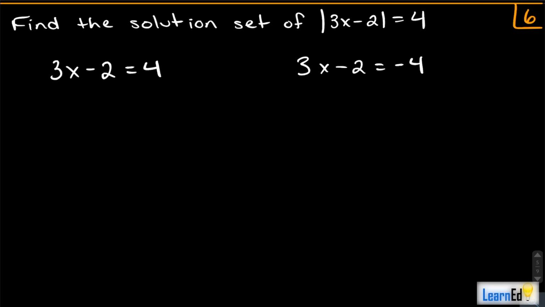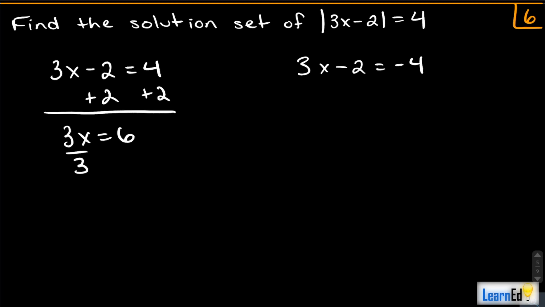Now we just have to solve two of these equations, just like that problem number 1. You see how many times this has popped up now. We add 2 on both sides over here, we get 3x equals 6, and then we divide by 3 on both sides, and we get x equals 2. So that's one of our solutions.